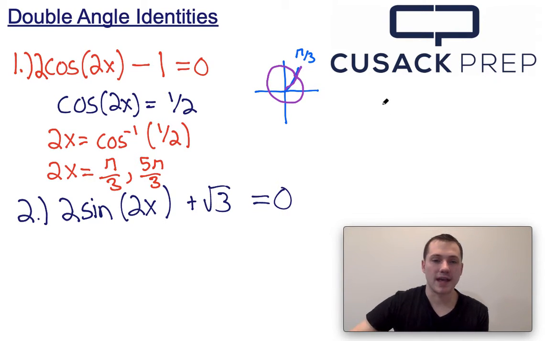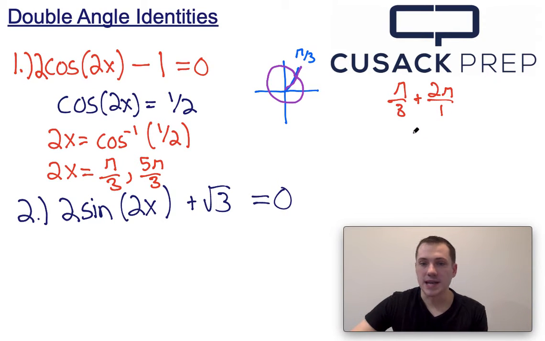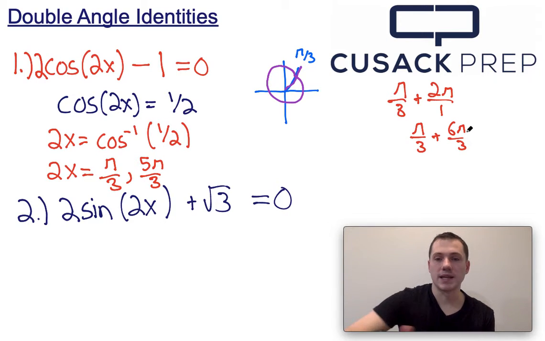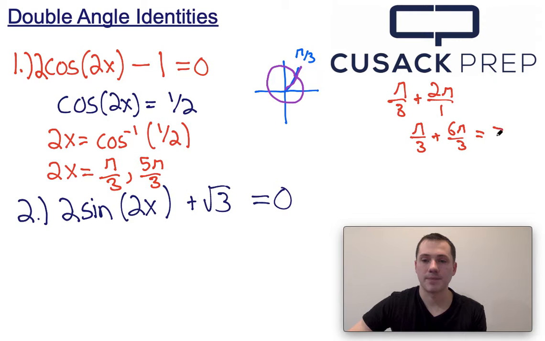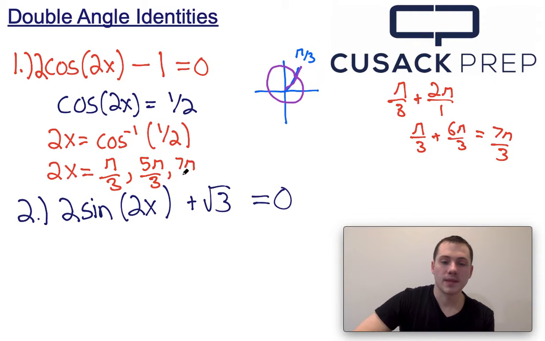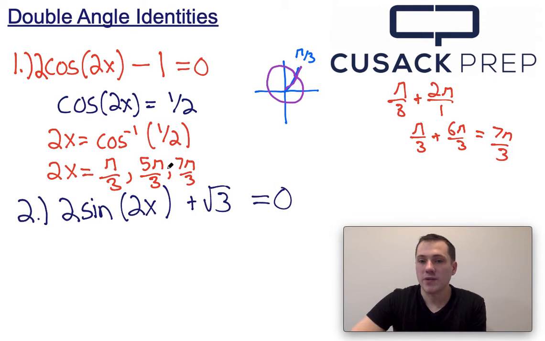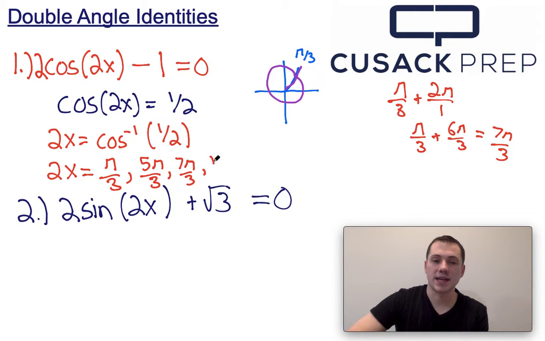So what I have to do to figure that out is I have to take pi over 3, and I have to add 2 pi to it. Well, at first you find the least common denominator, so you get pi over 3 plus 6 pi over 3, and you come up with this equaling 7 pi over 3. So that's going to be another one. If we do the same thing with 5 pi over 3 and we add 2 pi to that, we're again adding 6 pi over 3, so that's going to give us 11 pi over 3. Almost done, not quite there.